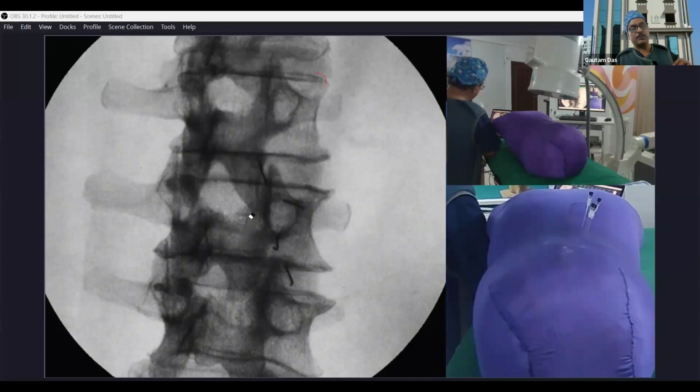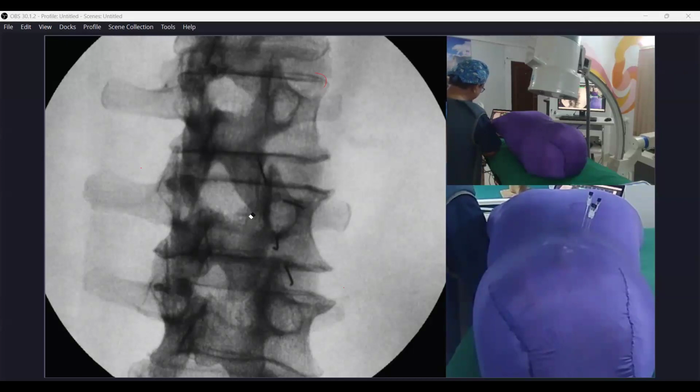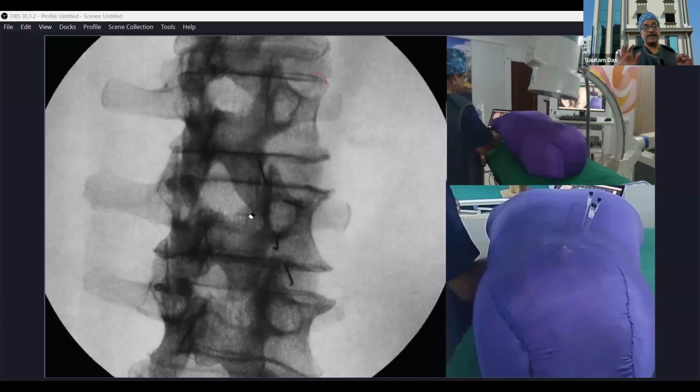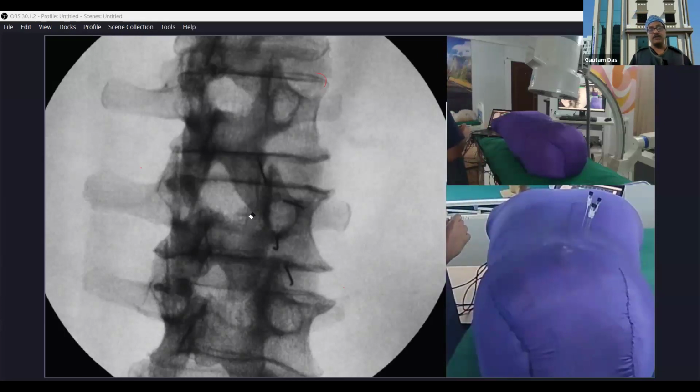Any other question from anybody? Then I'll be taking Bindu's question. Sir, do we need to inject dye? Yes, always. Before injection of any drug, you have to inject dye, and then only you understand that you are not in a blood vessel, because a blood vessel is a very dangerous structure. Only then can you inject the particular steroid. Before that, you cannot inject the steroid.